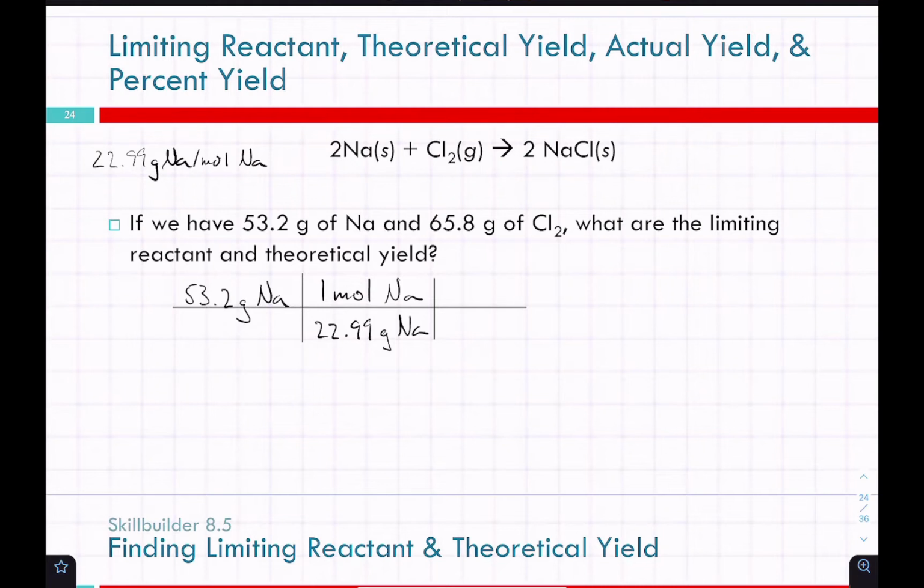But for now, the ratio is going to be 2 moles of sodium chloride on top, 2 moles of sodium on the bottom. So we've done grams of A to moles of A, and now we've done moles of A to moles of B. So what's the last step?